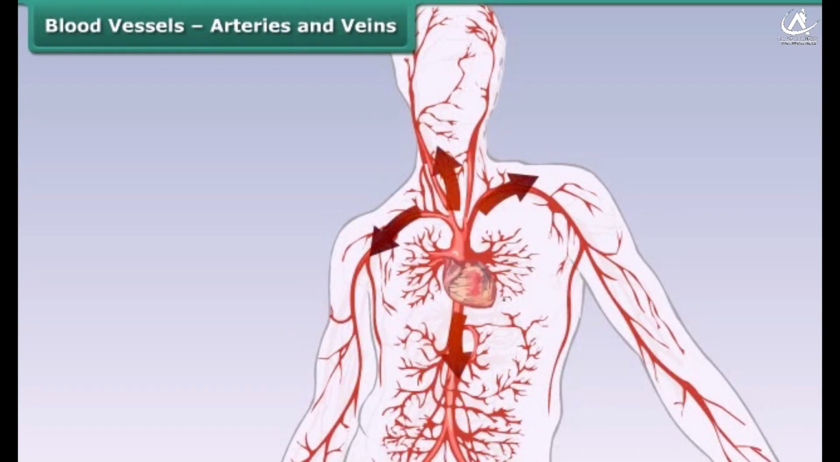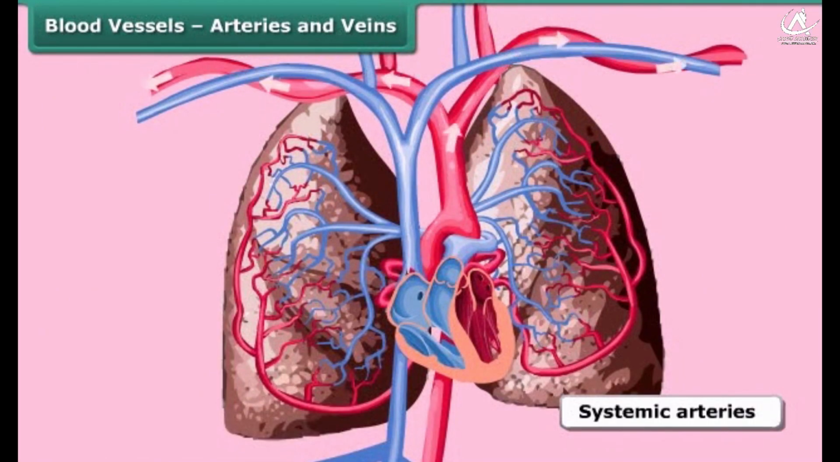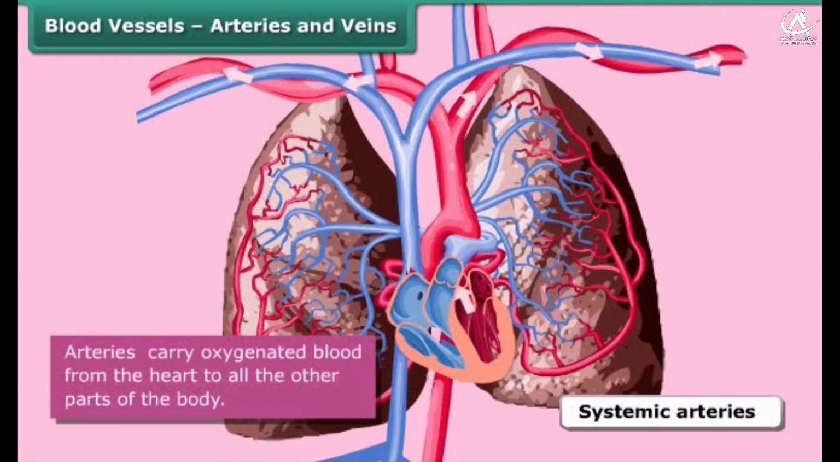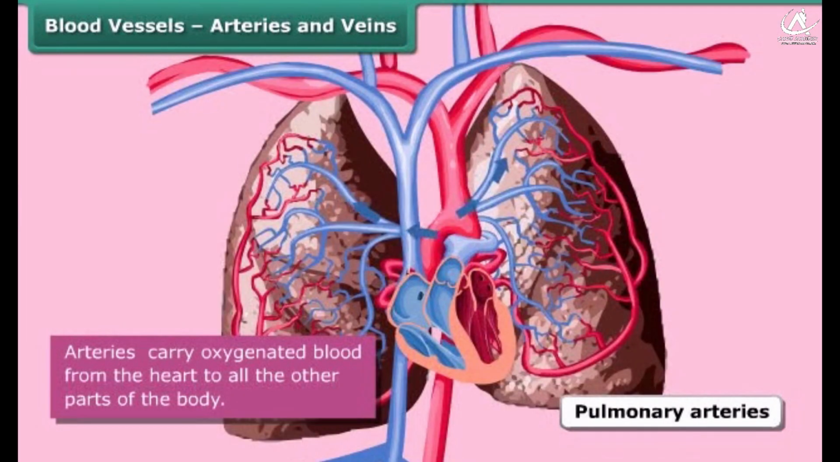Arteries are blood vessels with thick walls. They carry oxygenated blood from the heart to all the other parts of the body. Arteries are of 2 types: systemic arteries. They carry oxygenated blood from the heart to the other parts of the body. Pulmonary arteries. They carry deoxygenated blood from the heart to the lungs.